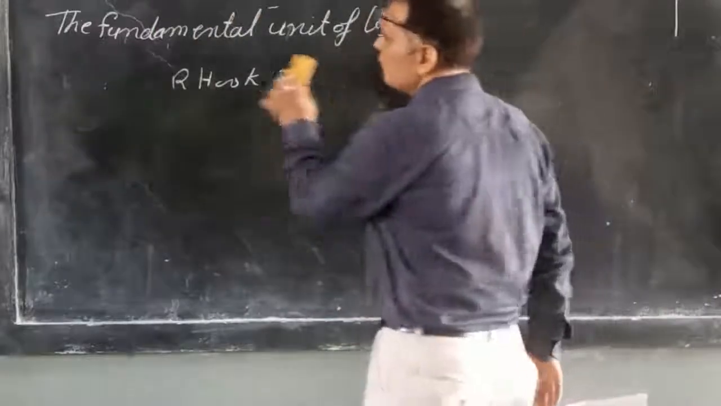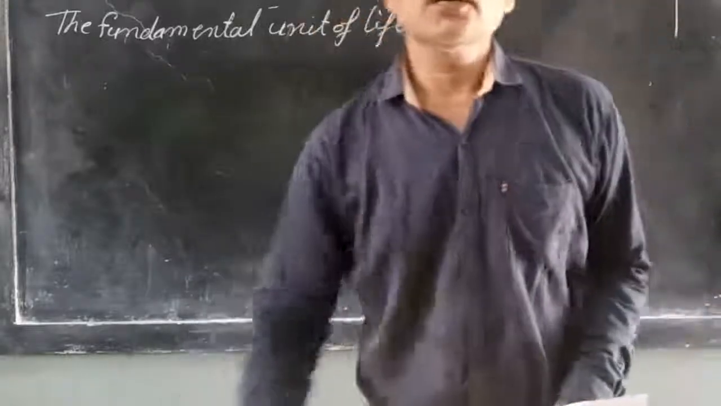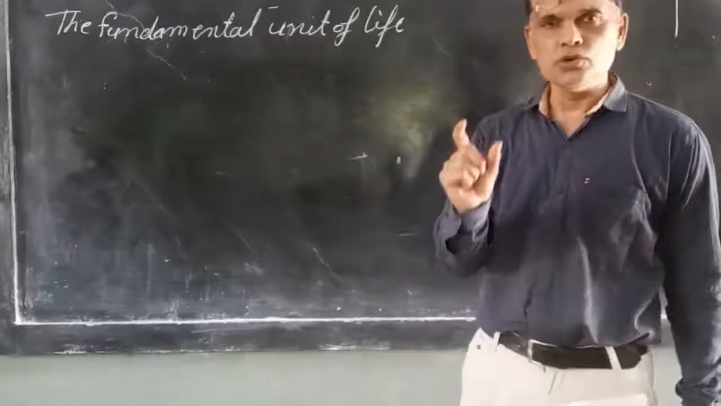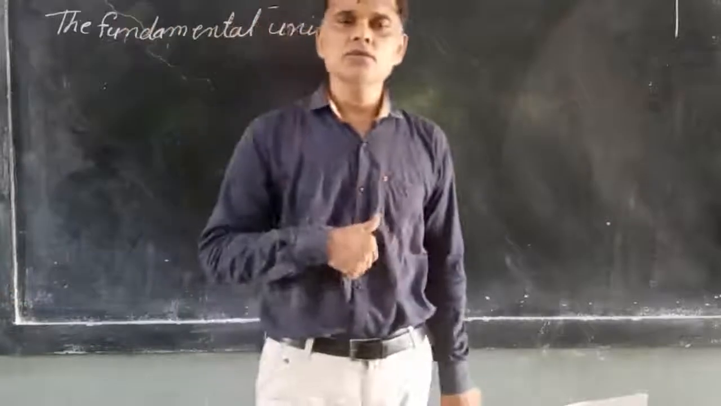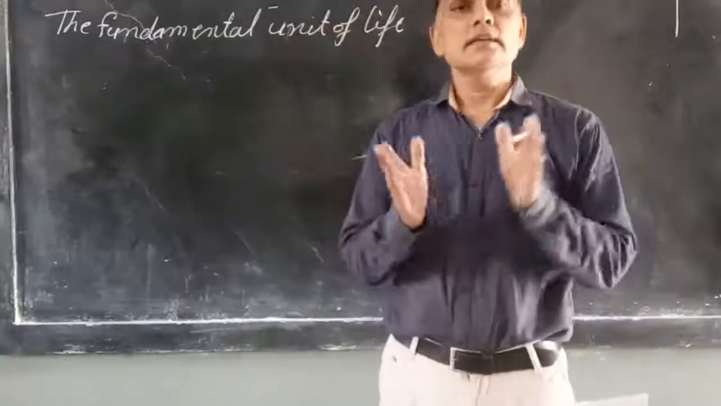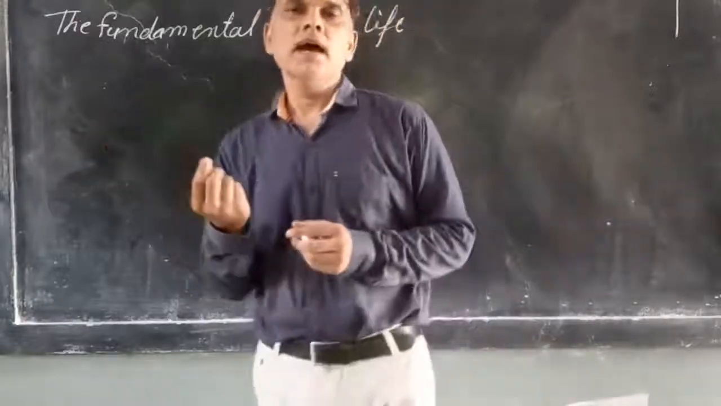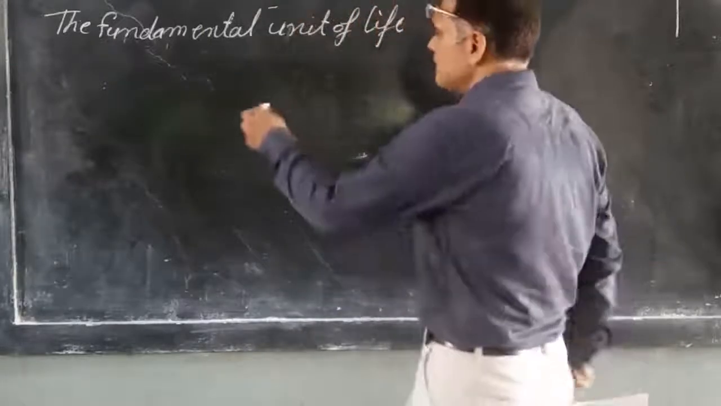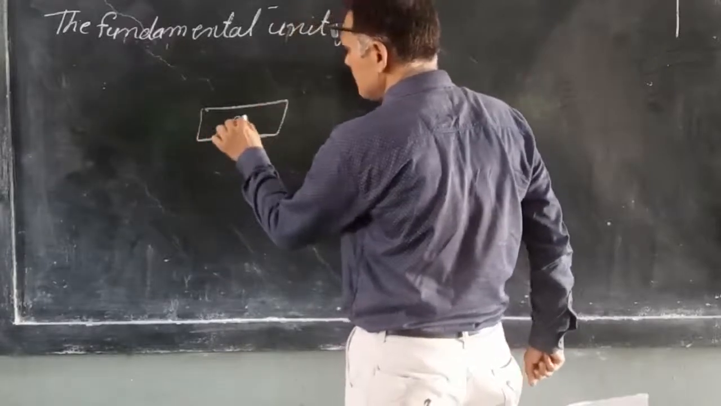So how do we see the cells under the microscope? I am sharing a link with you, and here I will explain how to prepare a slide of cells. Take an onion, peel out the onion peel, and put that onion peel on the slide.